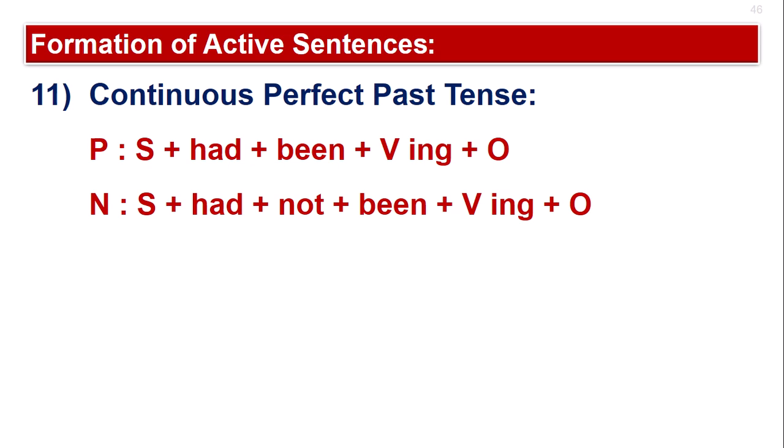perfect past tense. So here we have continuous perfect past tense on your screen, positive and negative formulas: subject plus had plus been plus verb ing plus object, and subject plus had plus not plus been plus verb ing plus object.